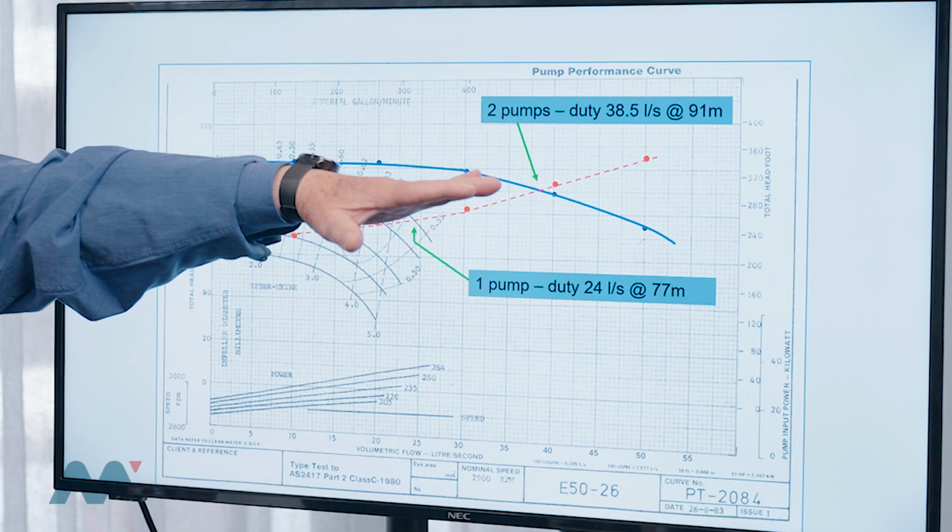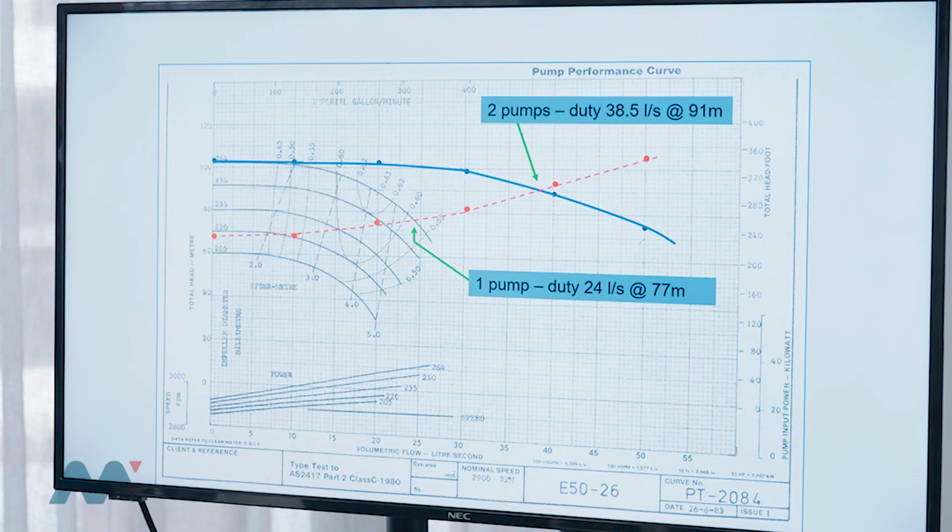If you have three pumps in parallel, then you would basically push the curve one unit further to the right, and you can see what the effect of that particular pipe system would be on three pumps. And you will see again that you don't increase by anywhere near as much in terms of volume.